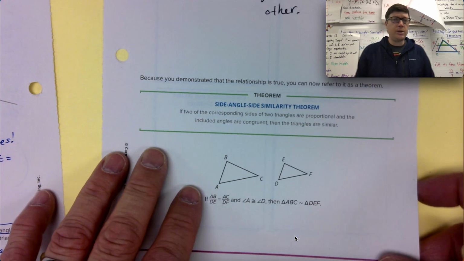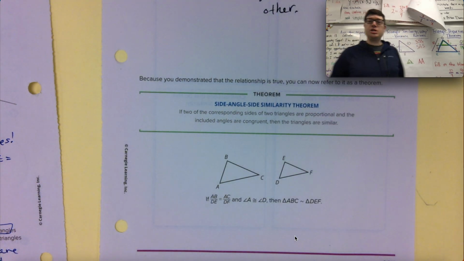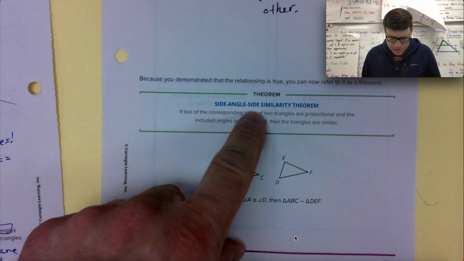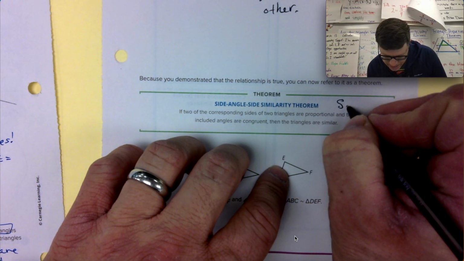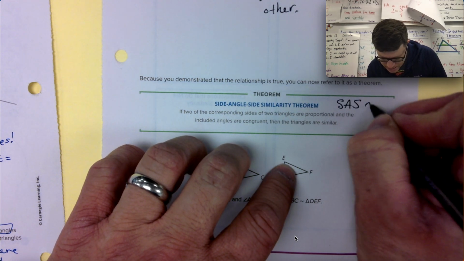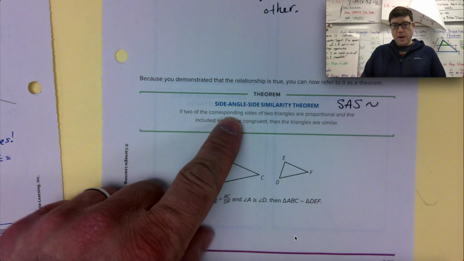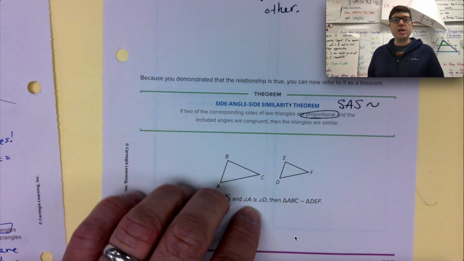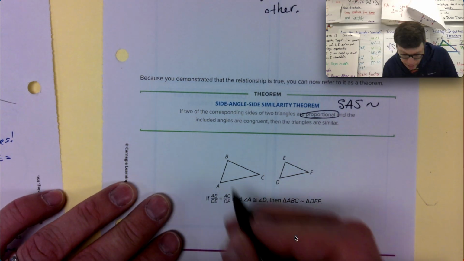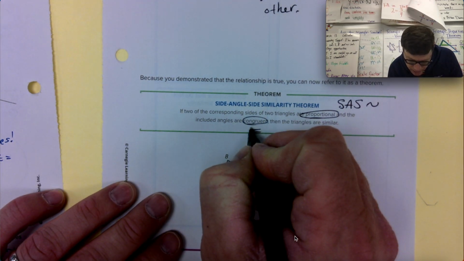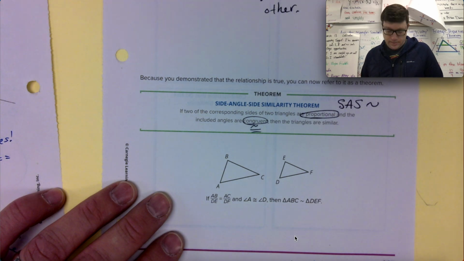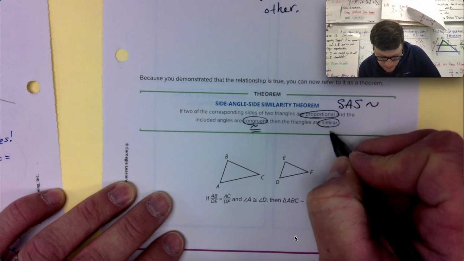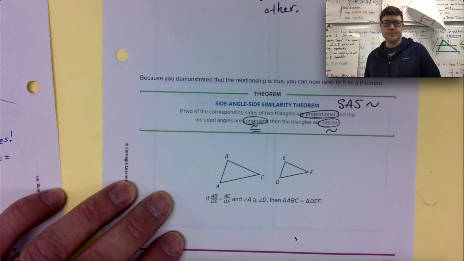Because you demonstrated that the SAS relationship is true, you can now refer to it as a theorem. The side angle side similarity theorem, SAS similarity. If the 2 corresponding sides of 2 triangles are proportional, there's our phrase, and the included angles are congruent, there's our phrase. By the way, congruent is the symbol equal with a tilde on top. Then the triangles are similar. So our symbol for similar is a tilde, a squiggle.